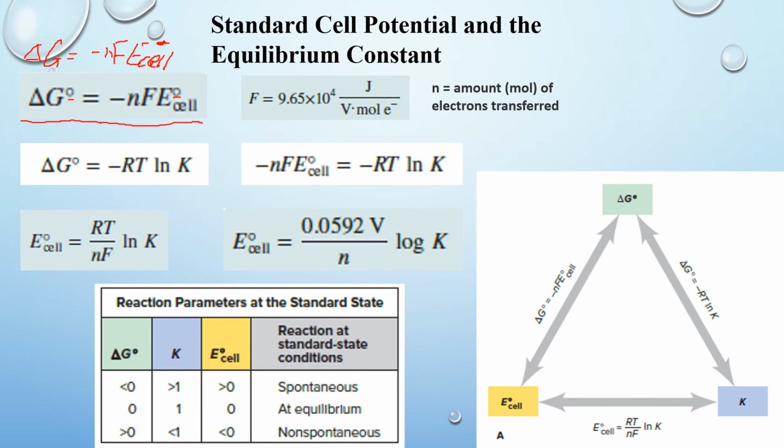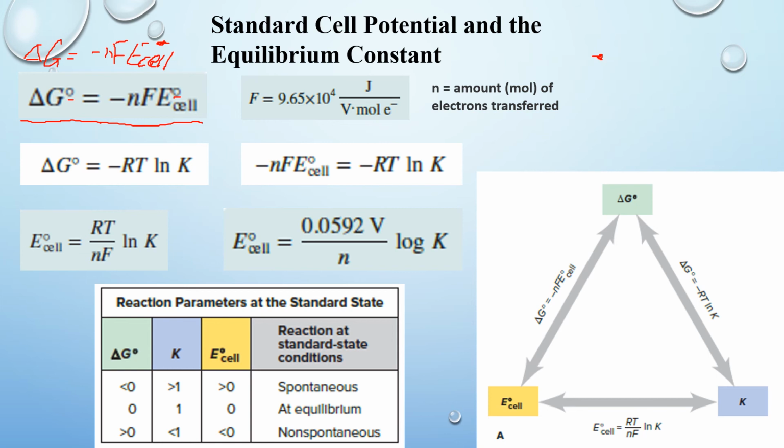Here in this equation, n is the number of moles of electrons being transferred in this redox reaction. For example, zinc can replace copper, and that's 2 electrons being transferred. For each mole of zinc reacted, there will be 2 moles of electrons transferred. So that's the number of electrons transferred in moles.